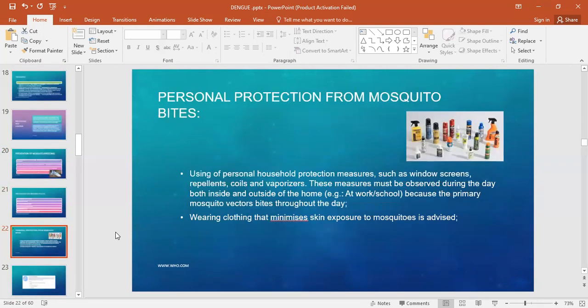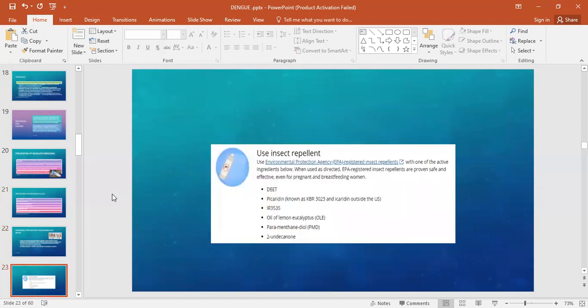The use of personal protection from mosquito bites. Using personal household protection measures such as window screens, repellents, coils, and vaporizers. These measures must be observed during the day, both inside and outside of the home, because the primary mosquito vector bites throughout the day. Wearing clothes that minimize skin exposure to mosquitoes is also advised.